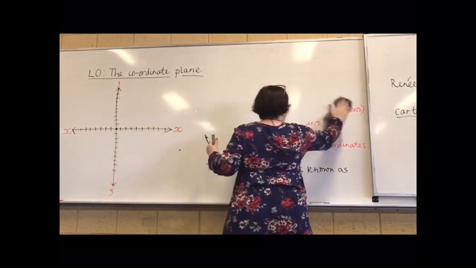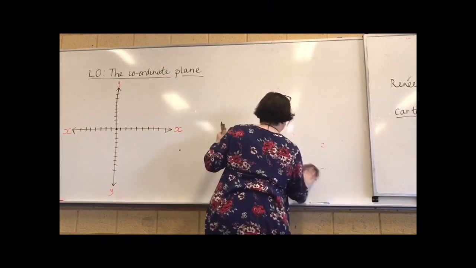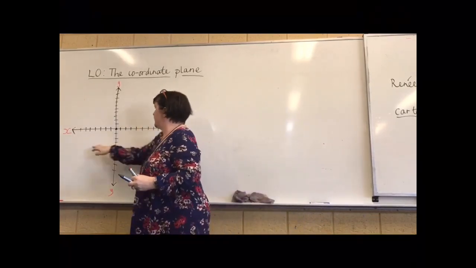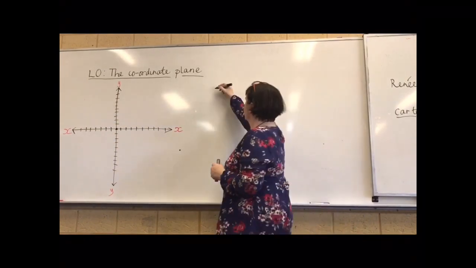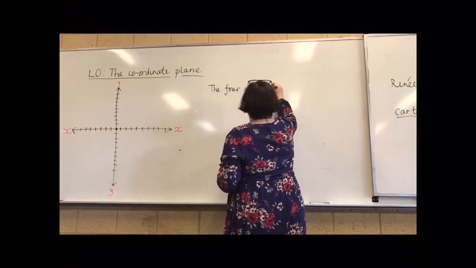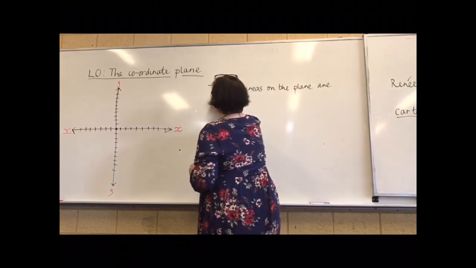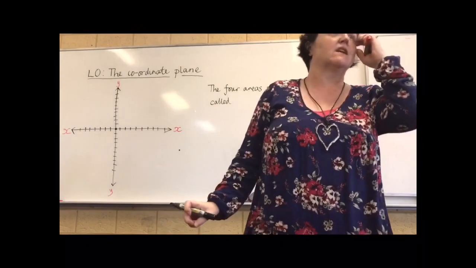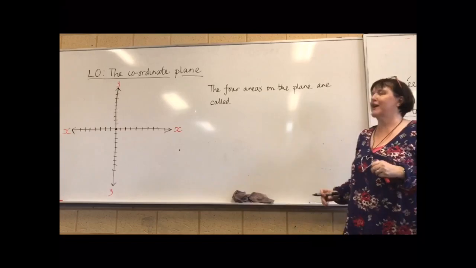Now, if you look at the coordinate plane, it's divided into 4 areas, isn't it? 1, 2, 3, 4. Does anyone know what those 4 areas are called? So let's write this down then. The 4 areas on the plane are called, and before Alex says it, first class, business class, economy. Cabin class. Cabin class, right, okay, so what are they called, do you know?